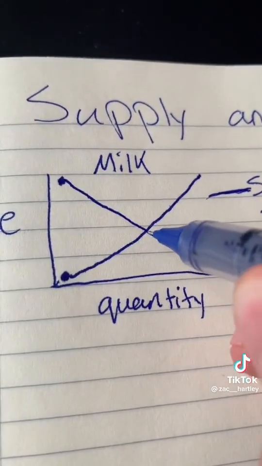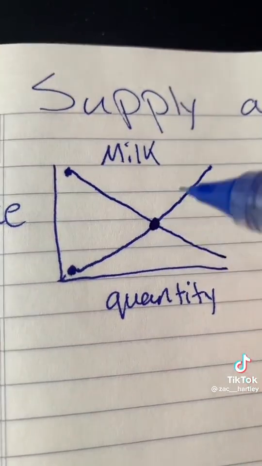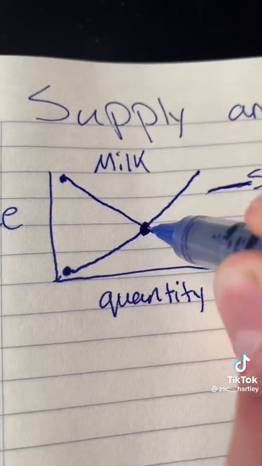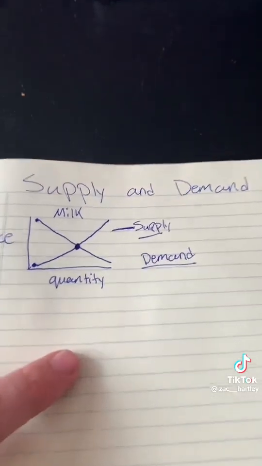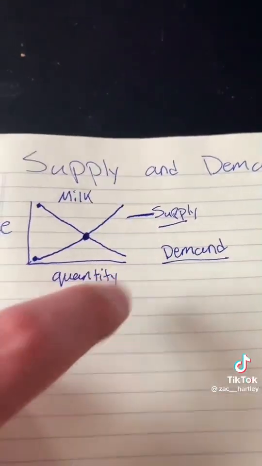Now, the point where these two lines intersect here, this is going to be our market price. Where the demand meets the supply, that is going to be the market price for milk. Now, when people say that prices change based on supply and demand forces, here is what they mean.